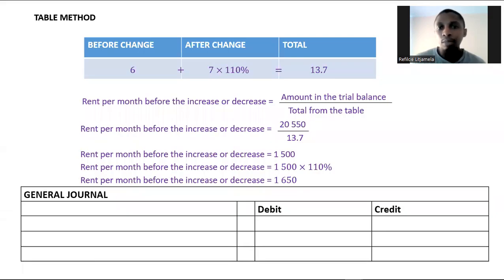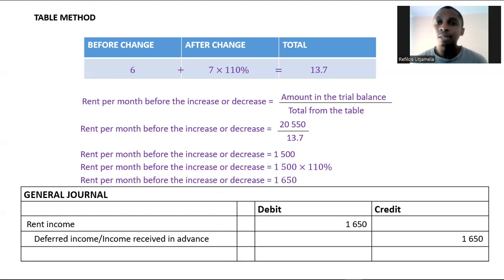We are going to debit rent income, and the reason why we're debiting rent income is because income is decreasing. Income decreases on the debit side, so we need to reduce it. We need to reduce that 20,550 by 1,650. And then we create a liability, and that liability, we call it deferred income or income received in advance. And that will be 1,650.